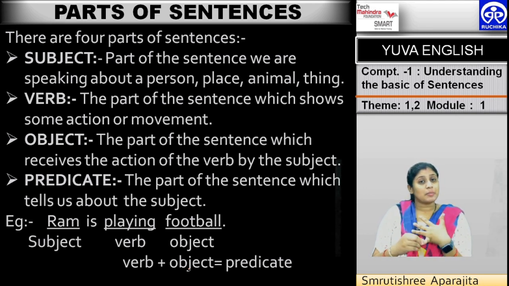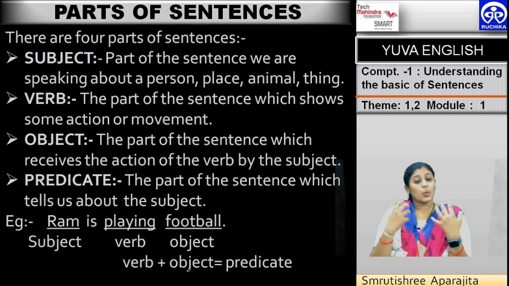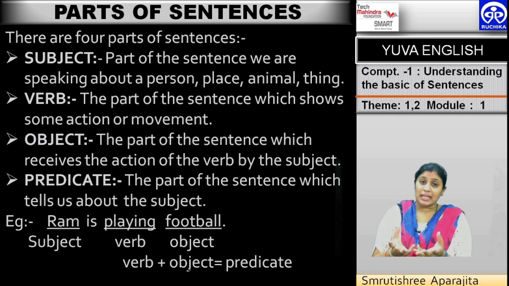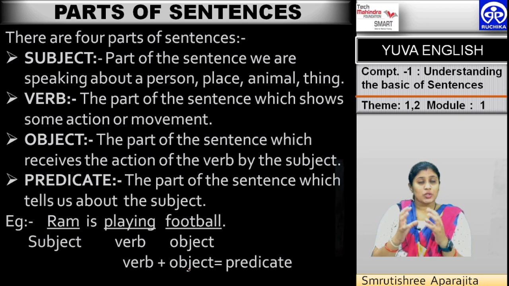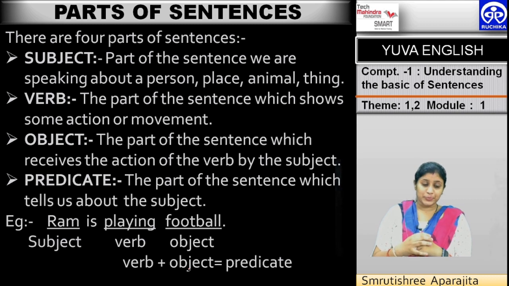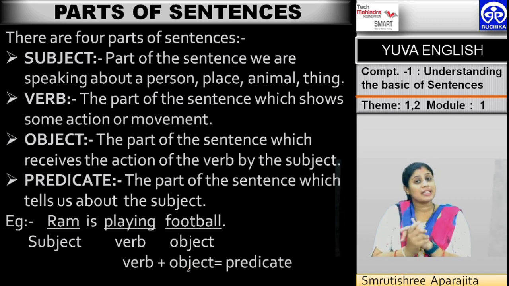The first one is our subject. As you know, the subject is the part of that sentence we are speaking about. It can be a person, it can be a place, it can be any animal, or it can be about anything. So the subject is the main part of the sentence which tells us what is that person, where is that place, what is that animal, or what is that thing which is going to do some activity in the sentence. That is our subject. Always remember, the subject is the main part of the sentence.